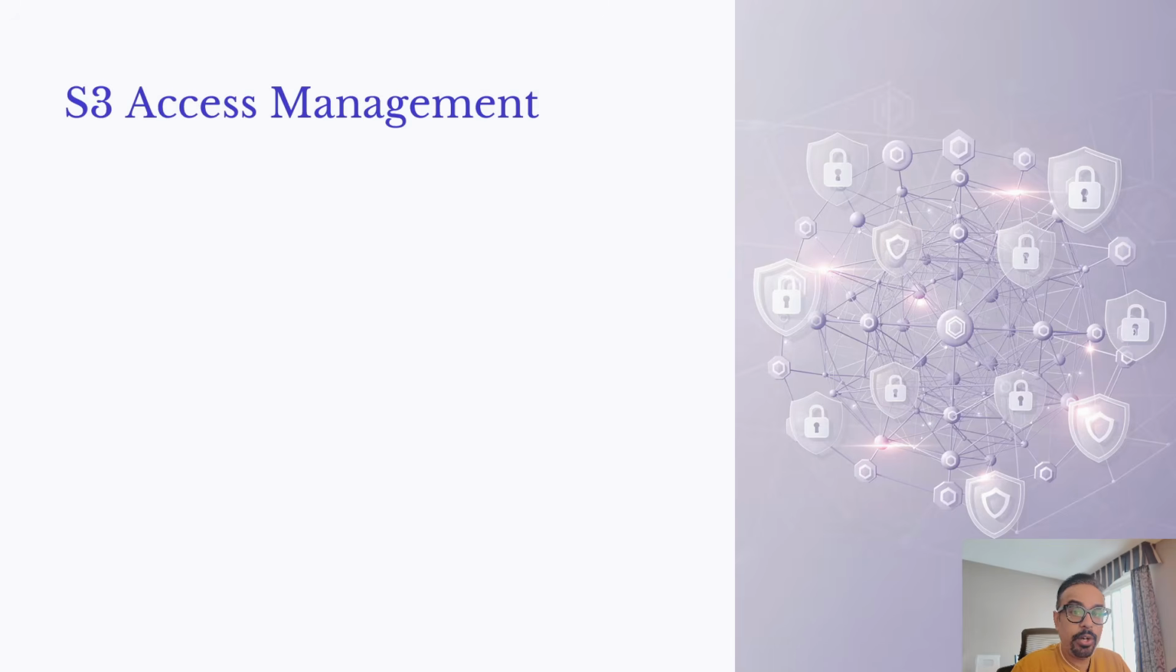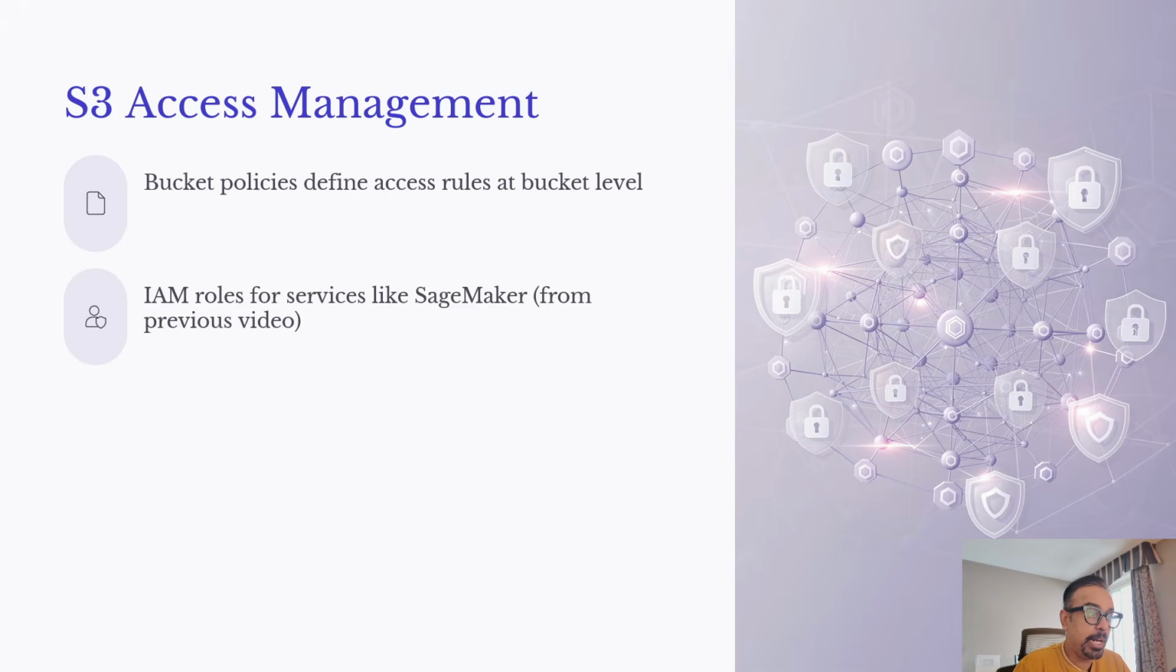Now security is also very crucial when storing machine learning data. So let's understand how access control in S3 helps us here. You can create a JSON bucket policy that specifies who can read, write, or delete objects in your bucket. These policies are attached at the bucket level, and they give you fine-grained control over permissions for different users or services. Remember the IAM role we created in our previous video. That's how SageMaker gets permission to read your training data from S3 and write model outputs back to the models folder that I just showed you.